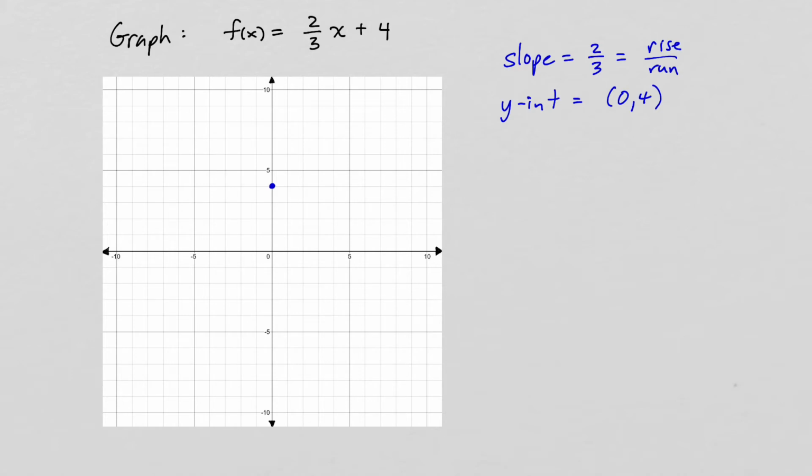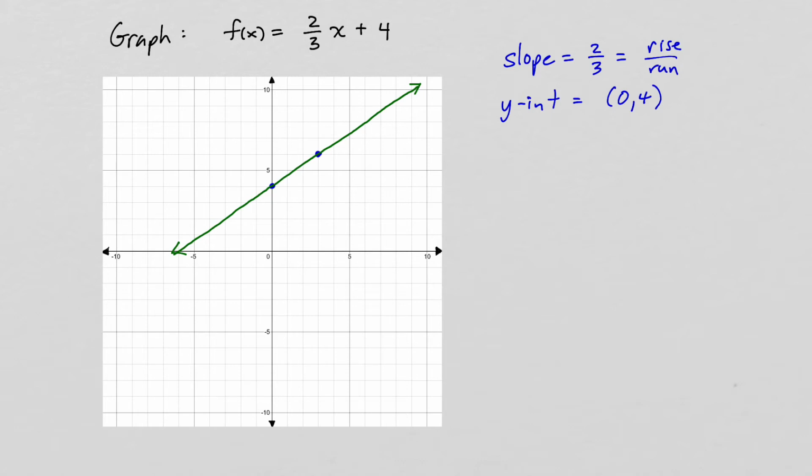So what we can do is start at the y-intercept, and from there we can rise up 2 and run to the right 3. And when you do that, you get a second point on the line. Now, as soon as we have 2 points on the line, we can sketch the graph of the line. So this is one method for graphing a line.